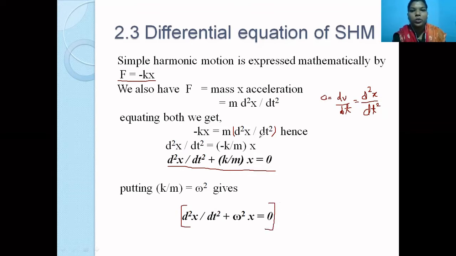I hope you are clear with the derivation. What we have done is first taken the mathematical expression of simple harmonic motion, which is F is equal to minus kx. Then we equated it with the equation of motion given by Newton, which is mass into acceleration. Once we equate them, we get d2x by dt square plus k by m into x is equal to 0. Further, we replaced k by m with omega square to get the final equation, which is d2x by dt square plus omega square x is equal to 0.